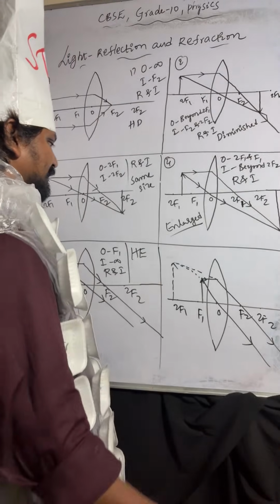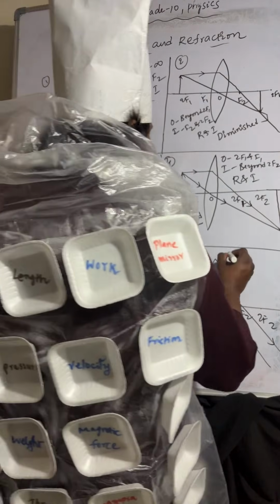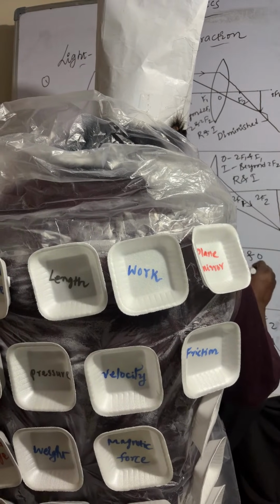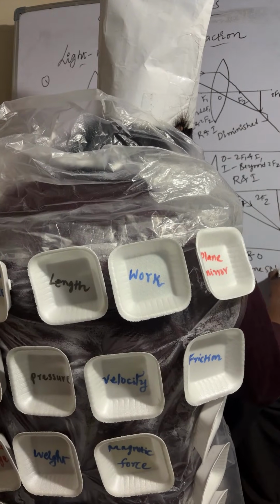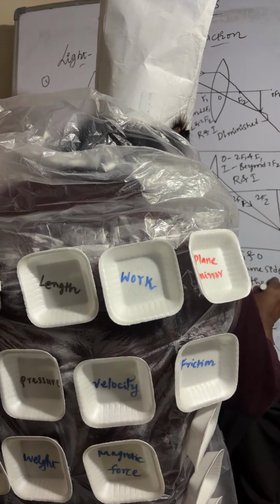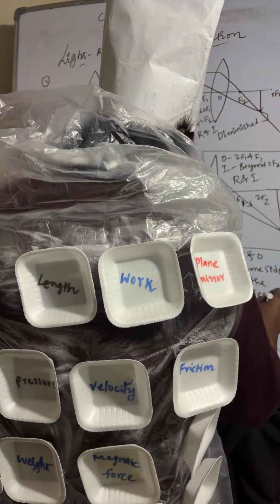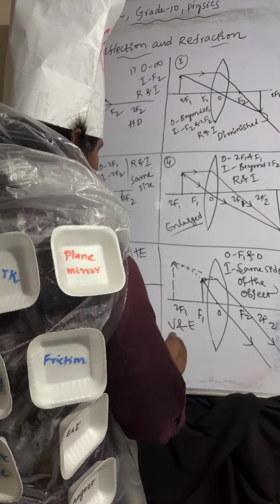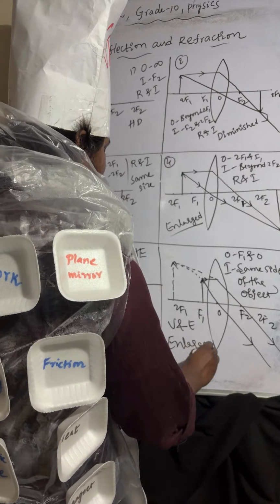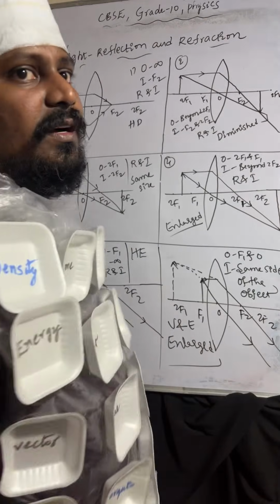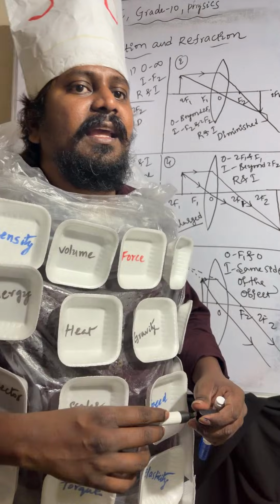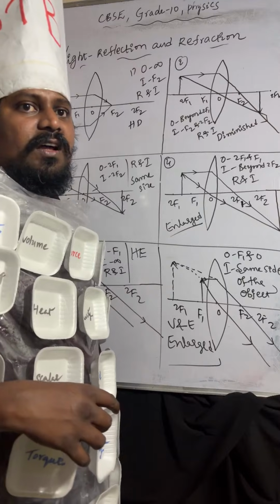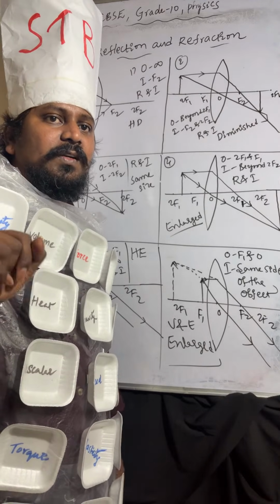Just check once here. Object is placed between F1 and O. Image is forming on the same side of the object. Nature of the image is virtual and erect. Size of the image is enlarged. Compared to the object, image size is increased. So these are the image formations by convex lens. Coming to concave lens, only two cases are there.